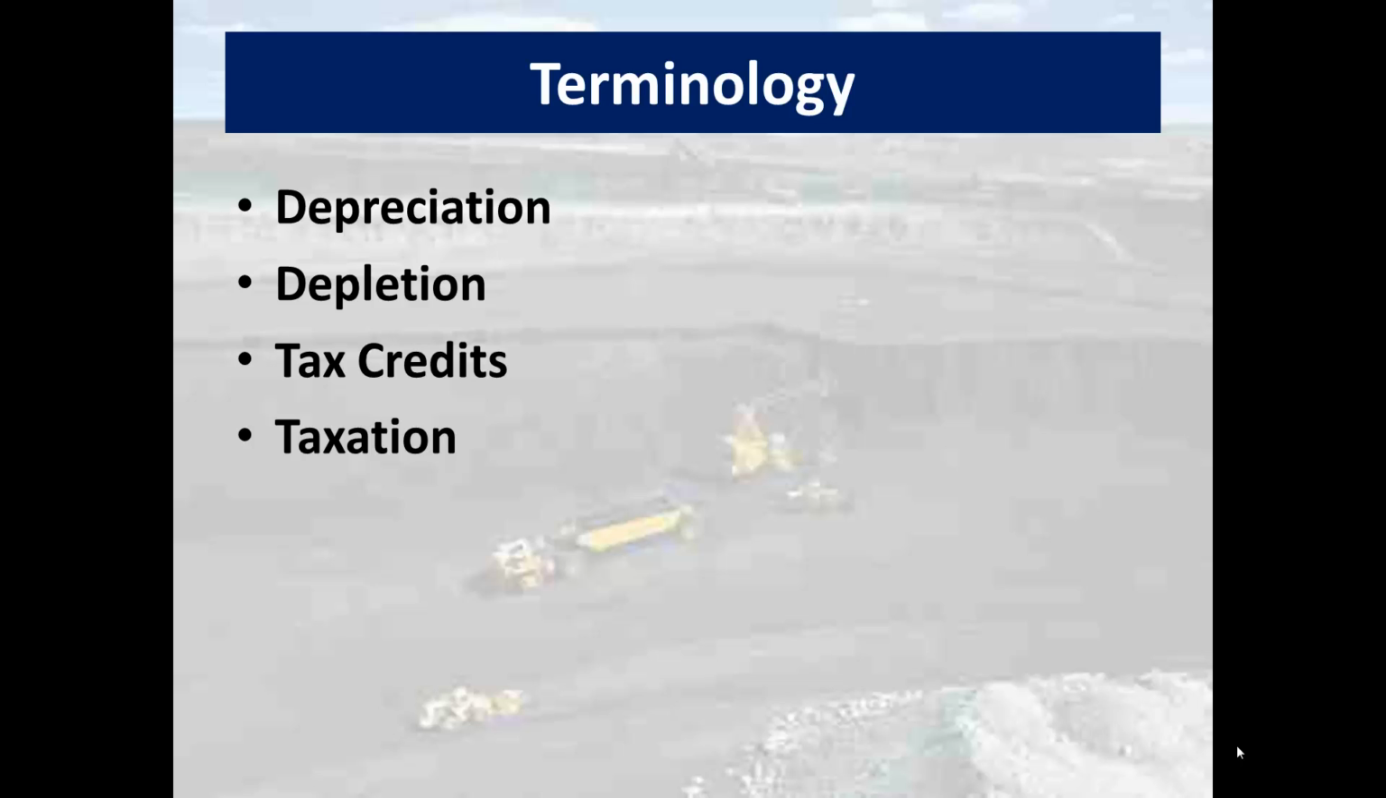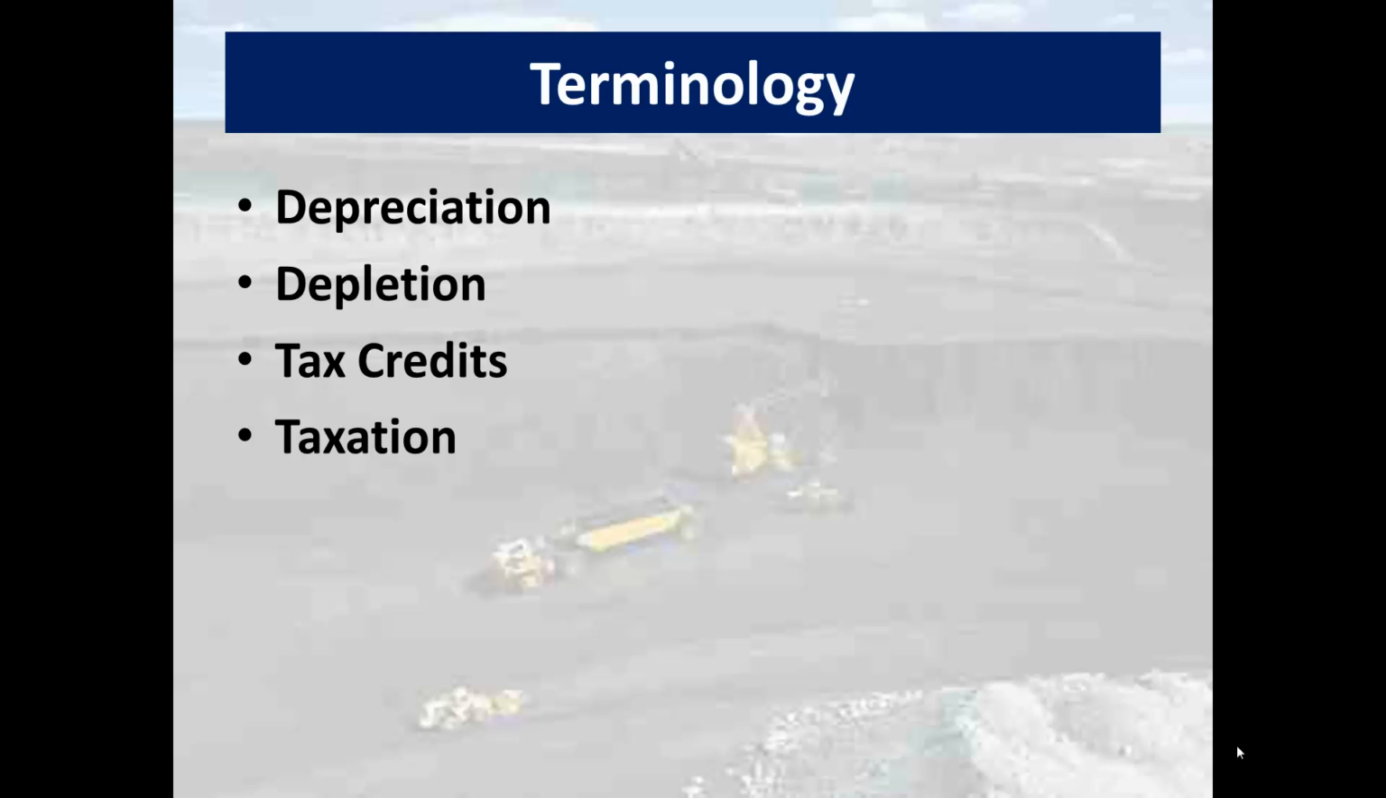So more terminology. We're almost done with the terminology. Depreciation is the allowance for wearing out of the equipment. You buy equipment, and every year you use it, and it wears out, and later on becomes obsolete. And so depreciation is the allowance for that.